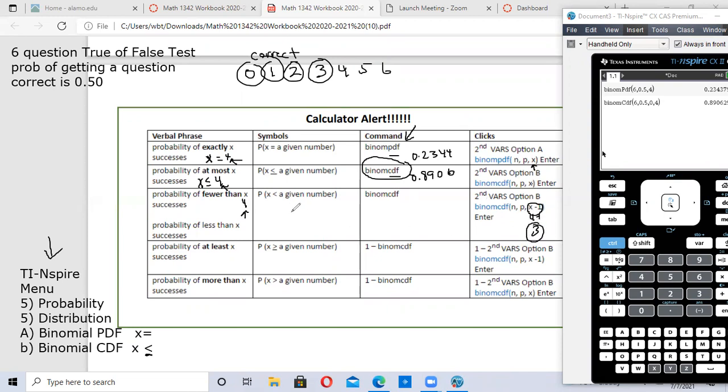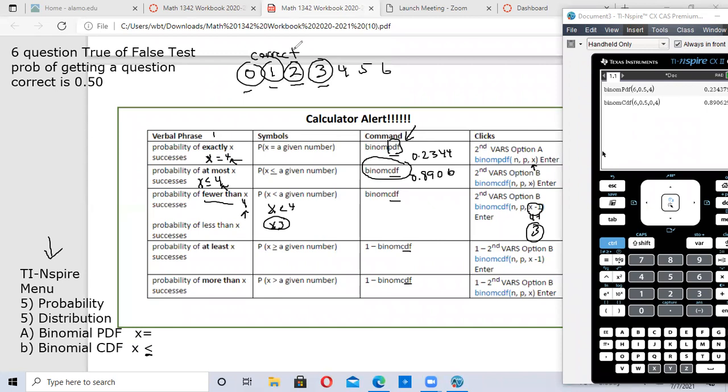So when we say X is less than 4, which is the same thing as saying fewer than 4, we're really putting 3 into our calculator using CDF. If you notice, all of these are going to be using CDF, except exactly uses PDF. So X is 3 in this case. Fewer than 4 means 3 can be correct, 2, 1, or 0 can be correct.